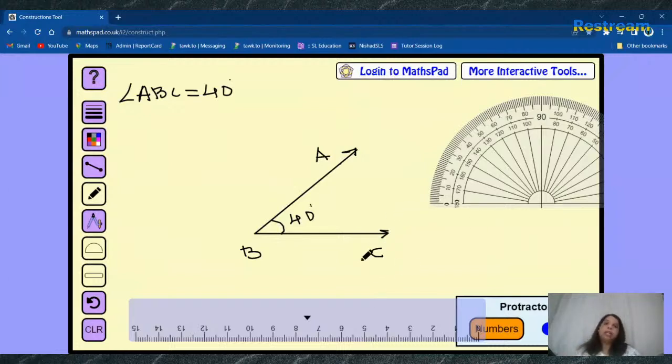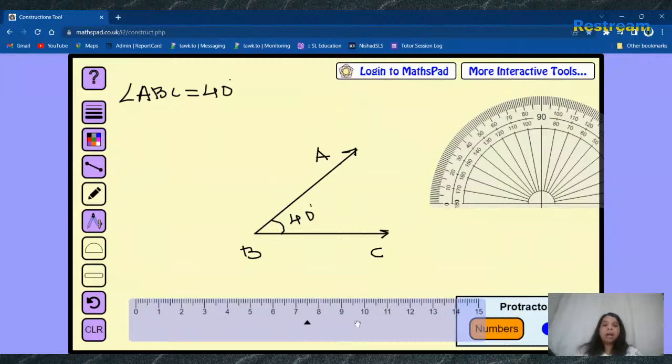Similarly, you can draw an obtuse angle also. I'm going to show you that also, how I'm going to draw a 130-degree angle. But before that, you try to draw this 40-degree angle. You can come back to this video anytime to see how to do this. This is the first step of your geometrical constructions. You should be able to see how to use your geometrical instruments.